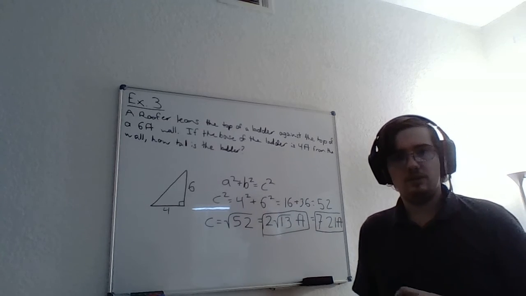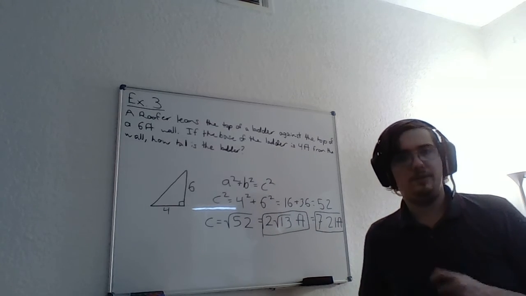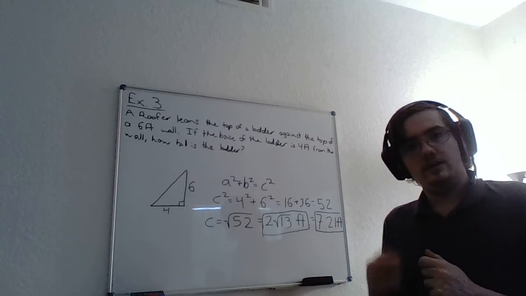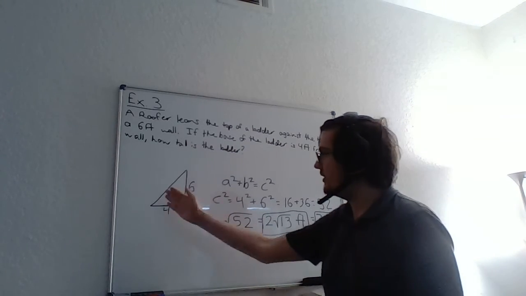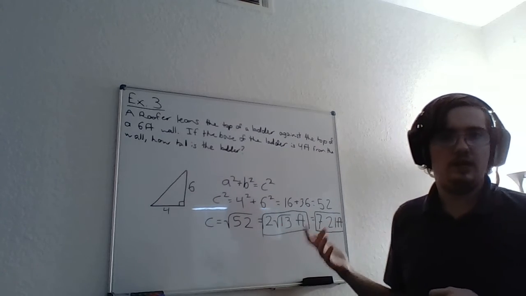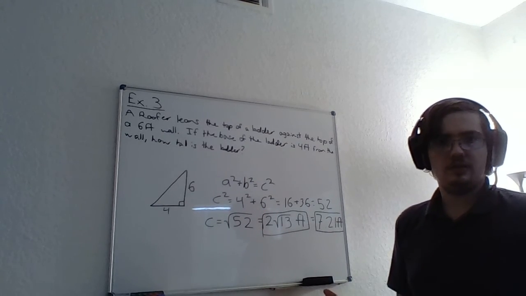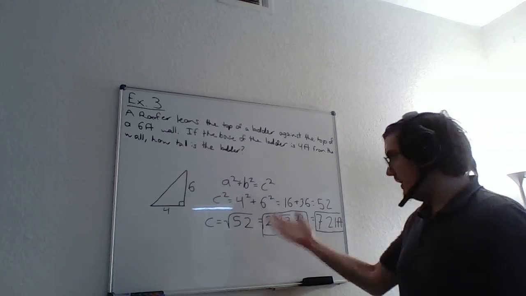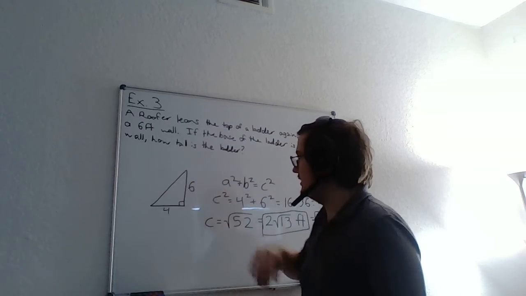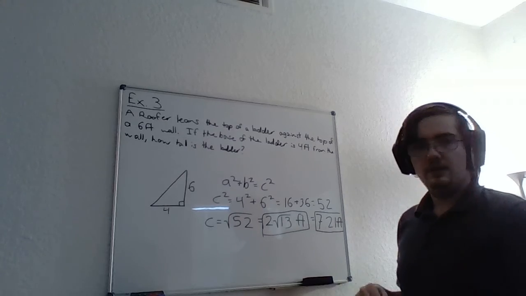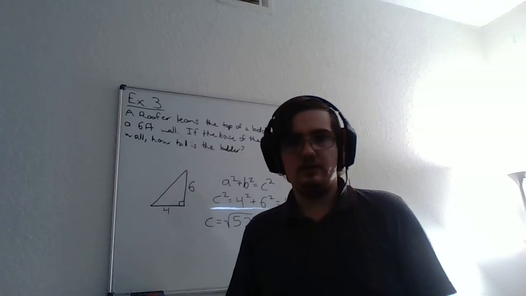So this is why it's so important to draw pictures if you're talking about a physical object, because you probably wouldn't think to treat a ladder leaning up against a wall as a triangle unless you drew the picture. But now that we did draw the picture, it becomes quite clear that that's exactly what we need to do. Now on to the fourth and final example problem.